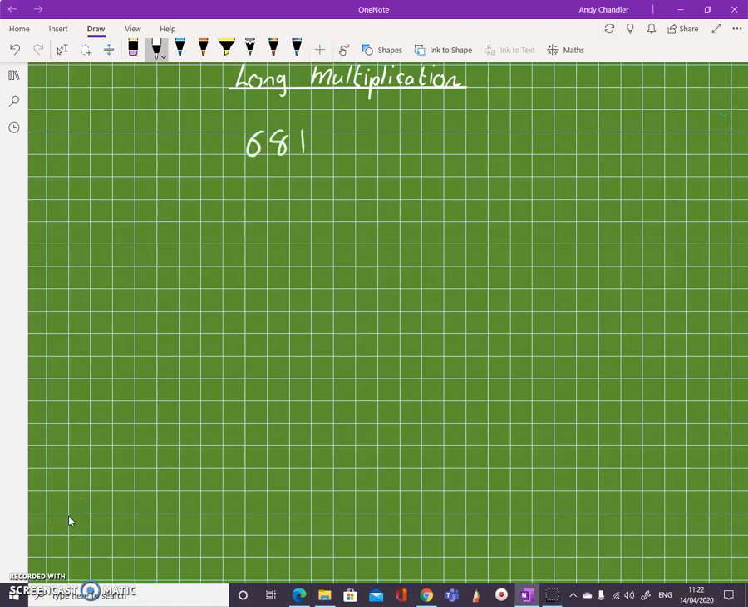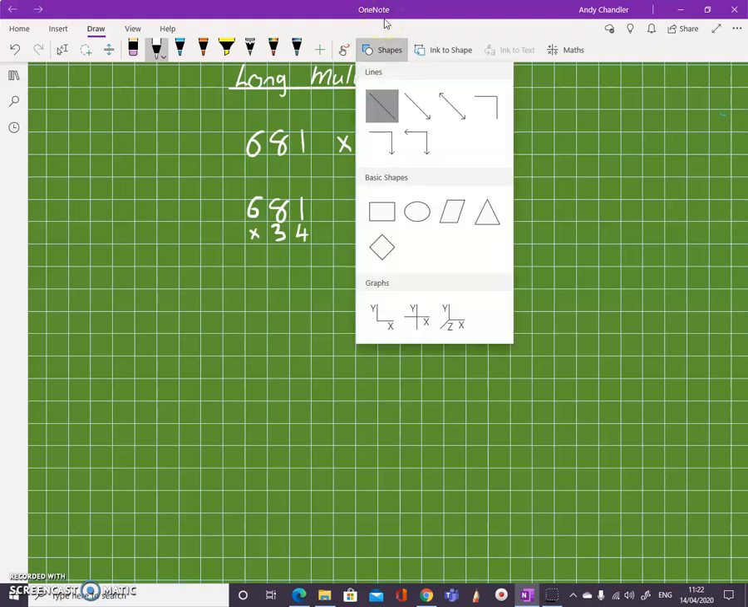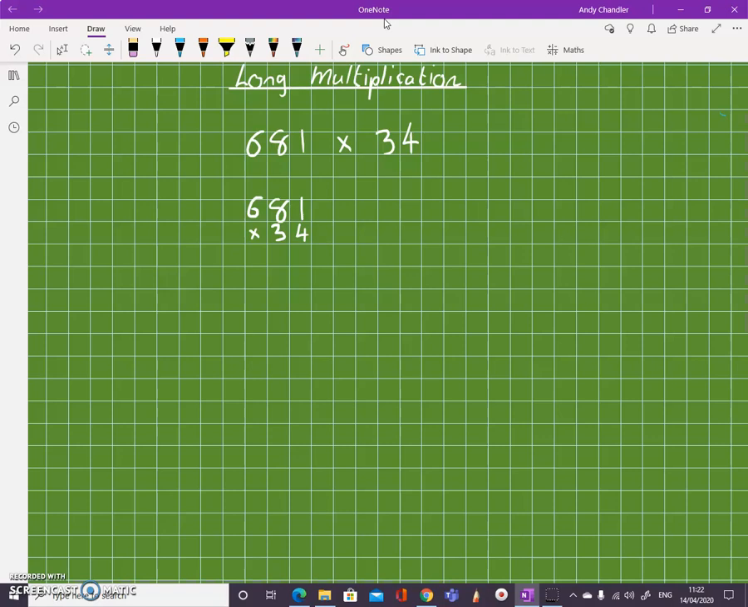681 multiplied by 34. In the columns, don't forget your place value. 681 multiplied by 34. Notice how I have put the numbers in their correct columns.